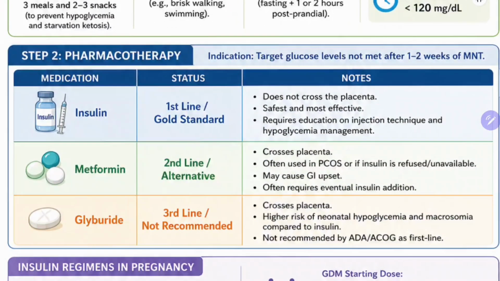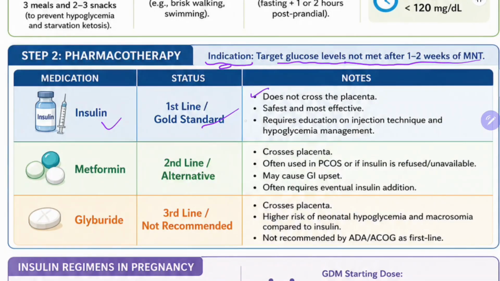Now coming to pharmacotherapy. So insulin is the gold standard, first line recommended drug for your GDM. One important thing, pharmacotherapy indication: target glucose levels not met after 1 to 2 weeks of medical nutrition therapy. So first you will see whether the patient responds to medical nutrition therapy for 15 days. If she is not responding to medical nutrition therapy alone, then we will decide upon giving pharmacotherapy. So insulin is the first line.